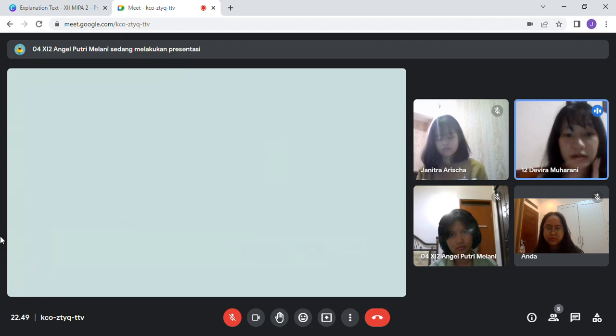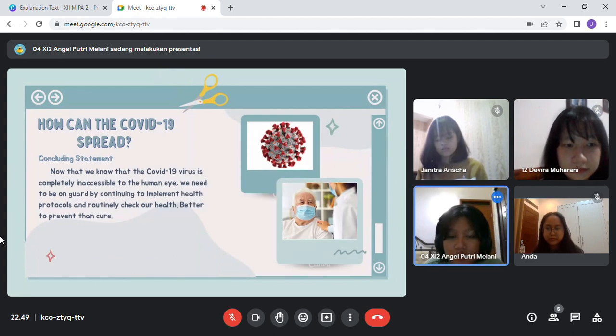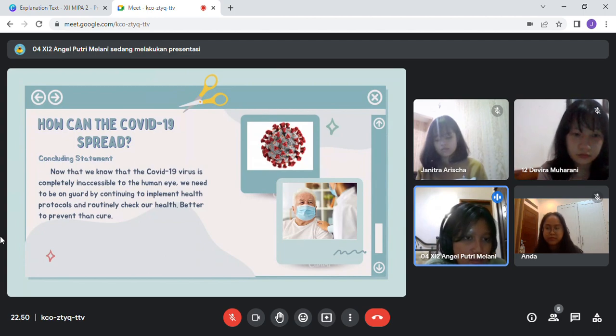Okay, so the next one will be explained by Angel. So, how can COVID-19 spread? The concluding statement. Now that we know that the COVID-19 virus is completely invisible to the human eye, we need to be on guard by continuing to implement health protocols and routinely checking our health. Better to prevent than cure.